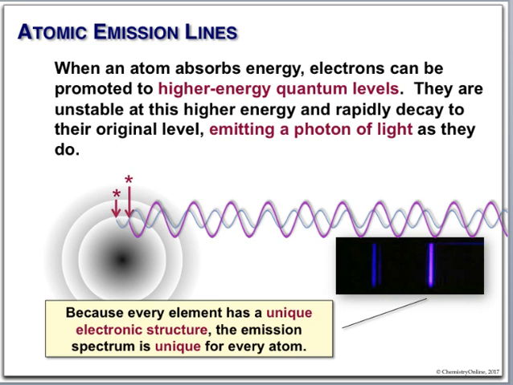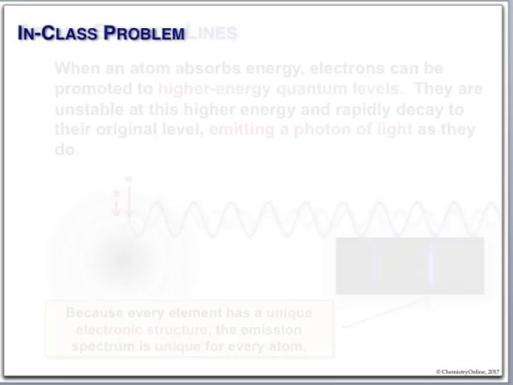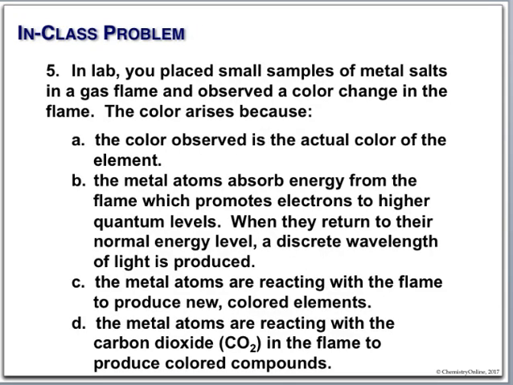So what we're doing here is we're going up, coming down, and we get light. If we go back and look at our question, it's the actual color. Well, that's nonsense. B. Not reacting with the flame, not reacting with CO2. Clearly, they are absorbing energy, promoting electrons, and then when they return, we get a discrete wavelength of light. Any questions?